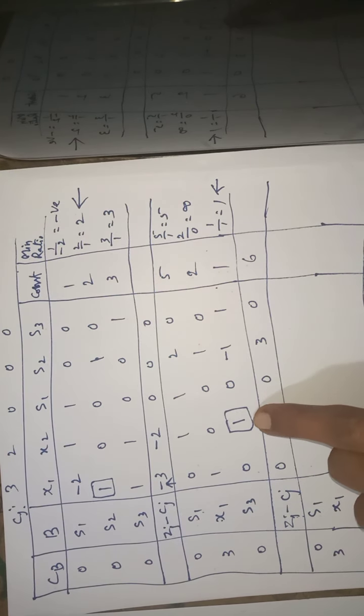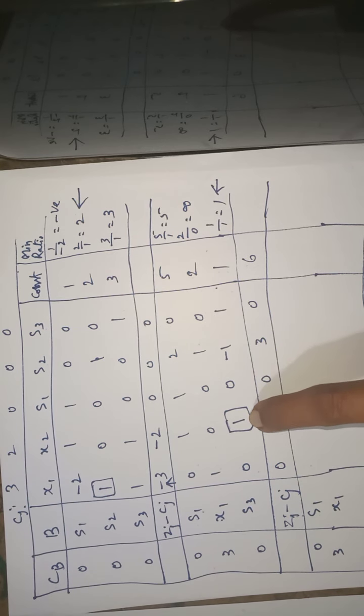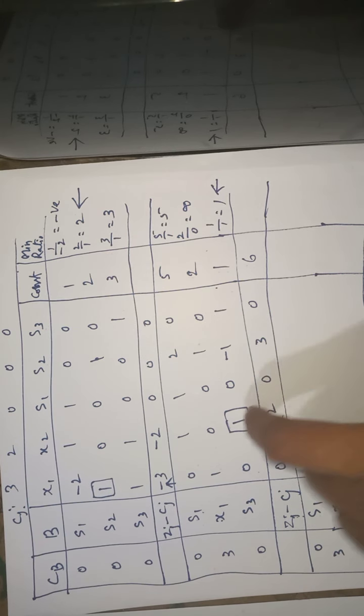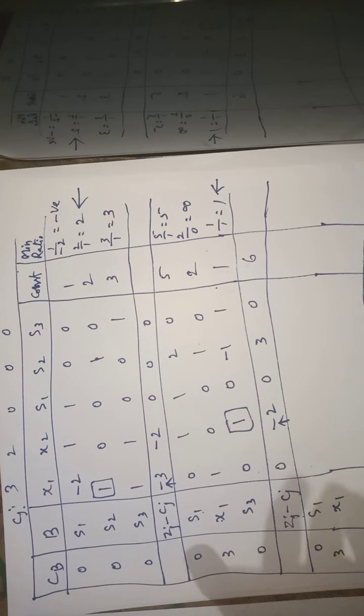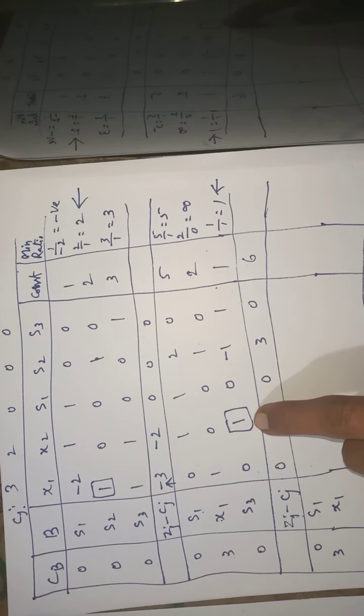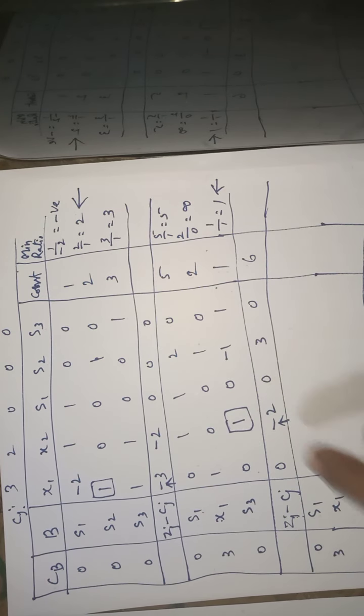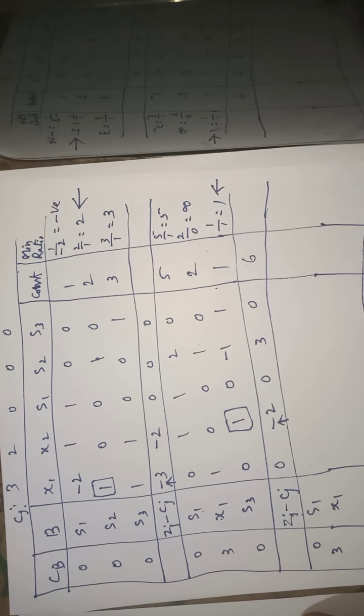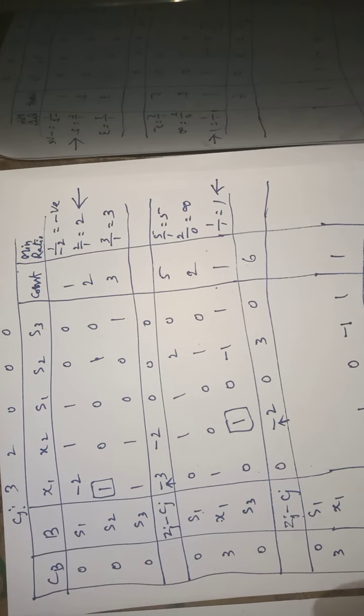Now here the pivot element is 1. The procedure of simplex is to convert the pivot element into 1 and the elements above it into zeros. Already the pivot element is 1, so I'll write as it is: 0, 1, 0, minus 1, 1, 1.